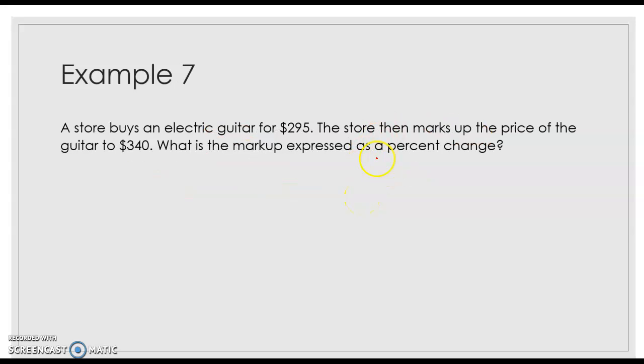A store buys an electric guitar for $295, so that's our original amount. The store then marks it up, which means, adds more to it, the price to $340. What is the markup expressed as a percent of change? So on this one, I'm going to take the 340 minus the 295 because that's what's going to give me a positive number. And then we're going to divide that by 340.